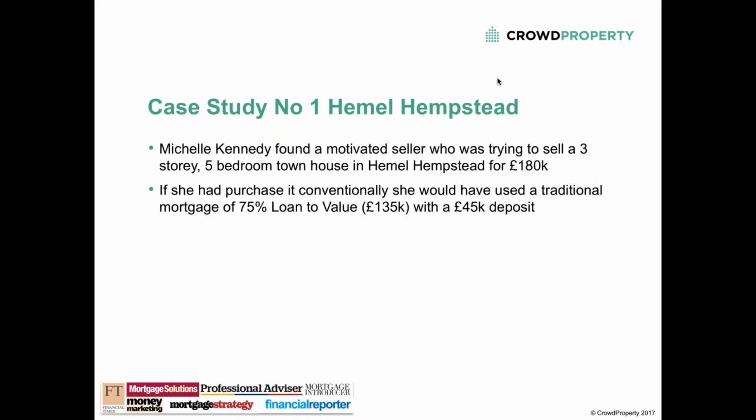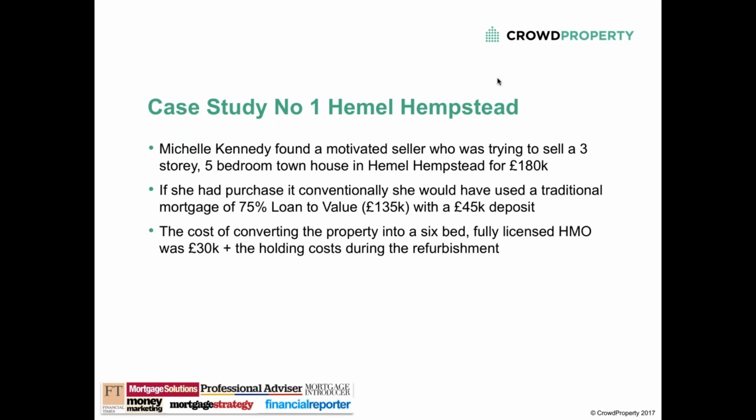Now, if Michelle had done a traditional purchase, she would have had a 75% loan, which would be $135,000, and she would have had to put in a $45,000 deposit, okay, 25% deposit. Then obviously she'd have to spend money converting it into the 6-bed fully licensed HMO that she wanted to have. And obviously if she owned the property and had a mortgage on it, she'd be paying the cost of the mortgage while she was doing that refurbishment work.